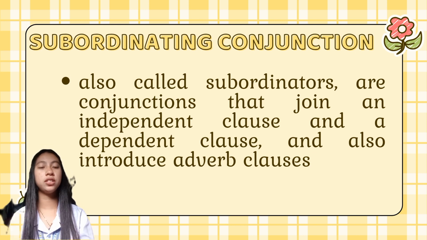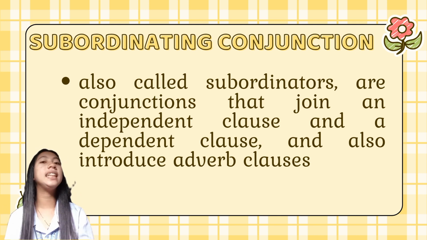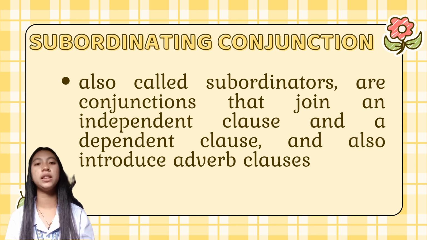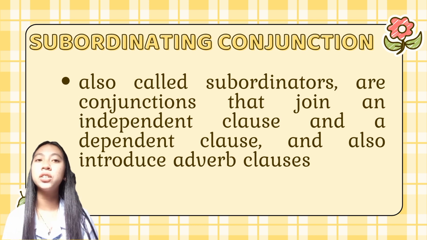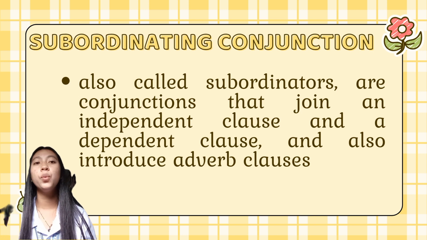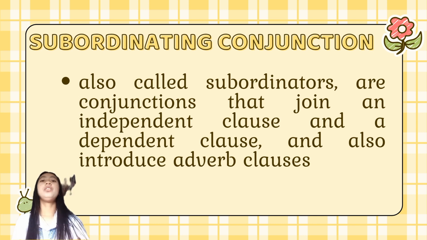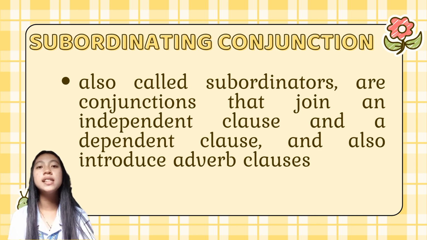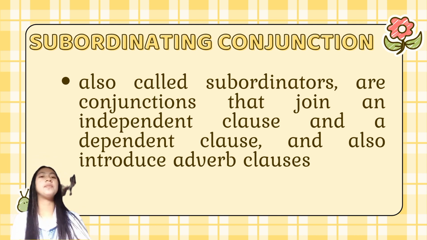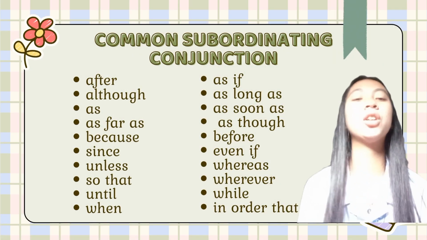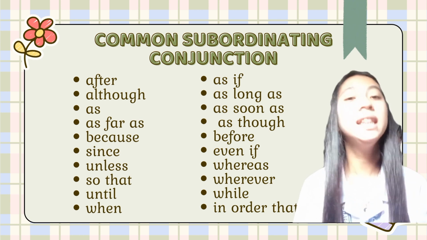So, subordinating conjunctions are connectors that link an independent clause, or a complete thought, with a dependent clause, or an incomplete thought that cannot stand alone as a sentence. Additionally, subordinating conjunctions often introduce adverb clauses, which provide additional information about the main clause. Another is, the clauses can be in any order in a sentence as long as the subordinating conjunction comes before the dependent clause. Got it? Okay, so here are the most common subordinating conjunctions. Everybody, please read.